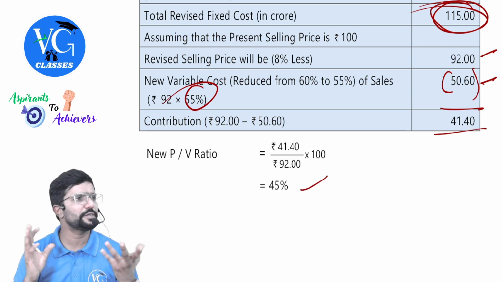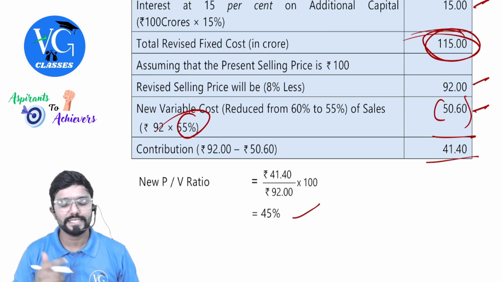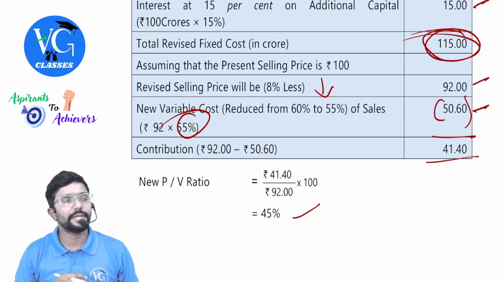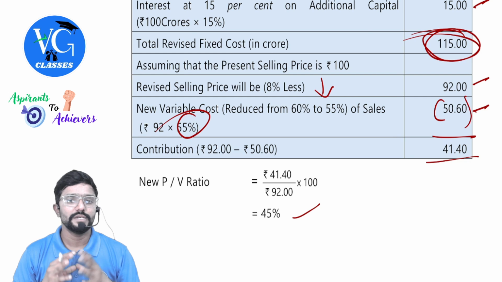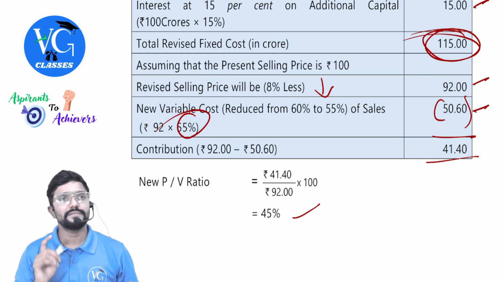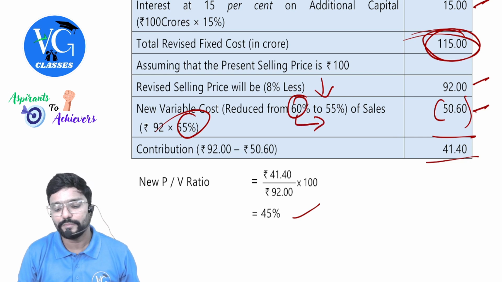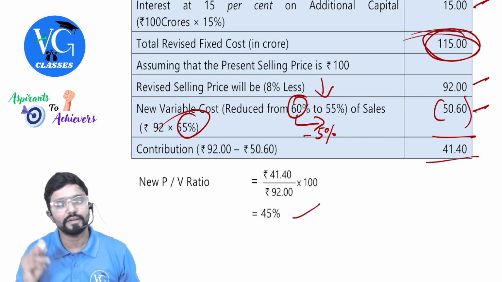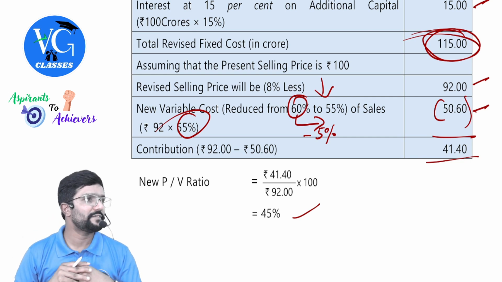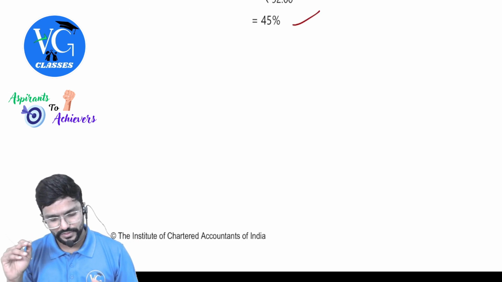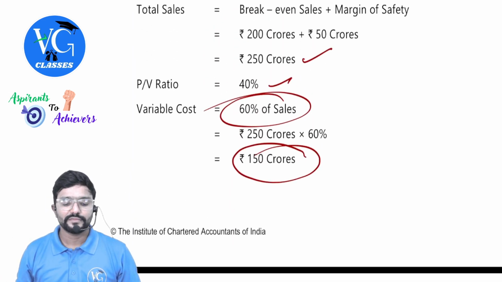Sales I have assumed to be 100, which was the past. Now it will get reduced by 8%, so 92. Whereas the variable cost, guys, we have taken as overall. From 60, it has come down 5%, meaning 55%. 55%, guys. Chalo.